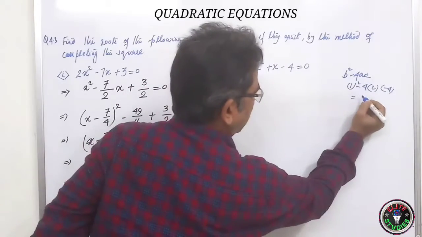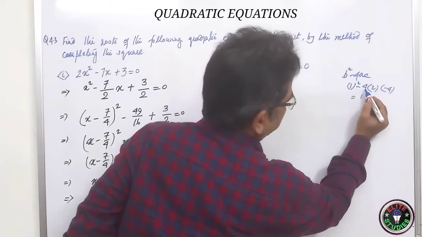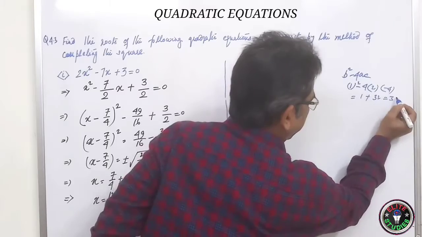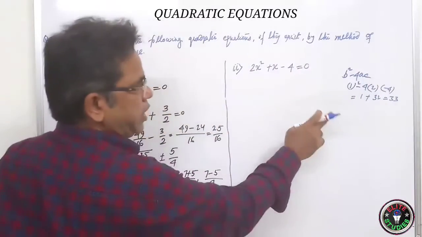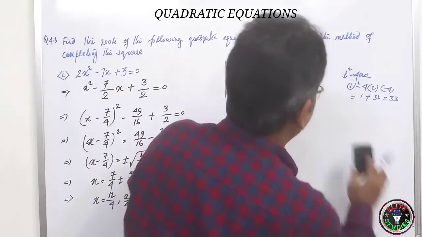So it will be equal to 1 minus, minus plus, 4 times 2 times 4, that is 32. So it is equal to 33. Meaning b square minus 4ac is greater than 0. So therefore roots are there, meaning we can find the roots.